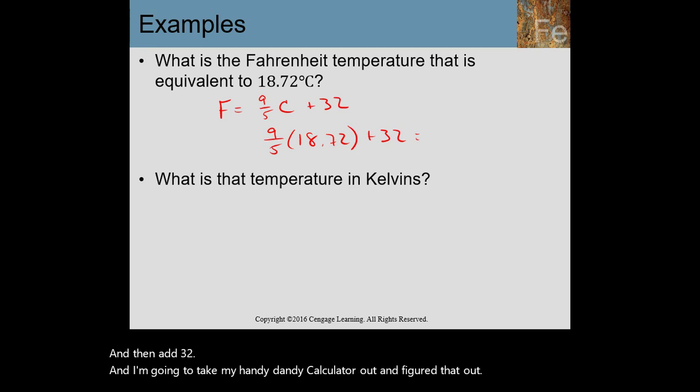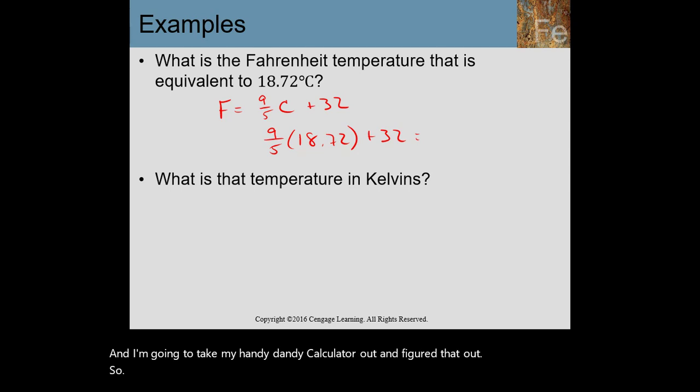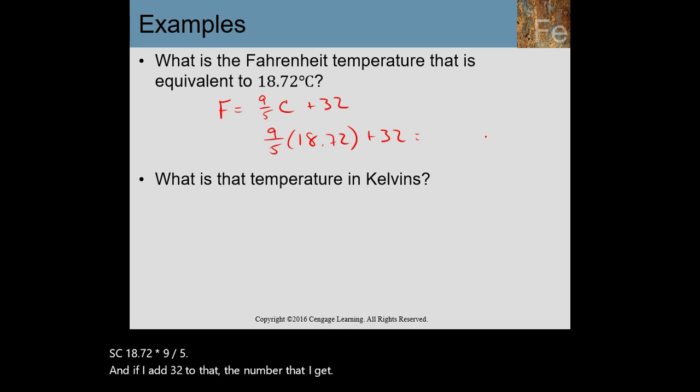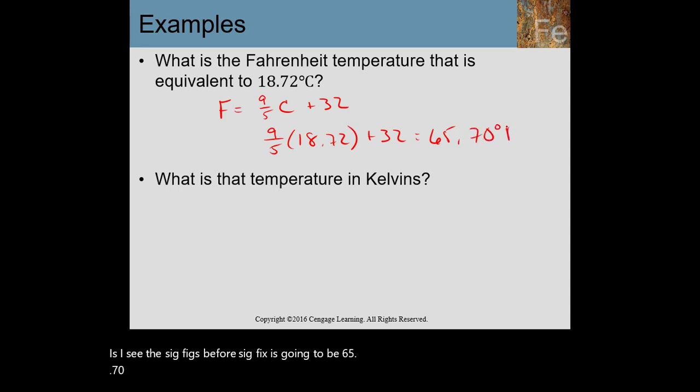Okay, so let's see. 18.72 times 9 divided by 5. And if I add 32 to that, the number that I get is, let's see, the sig figs should be 4 sig figs. It's going to be 65.70. And that's degrees Fahrenheit. Okay? Kind of chilly. Not too bad, but kind of chilly.